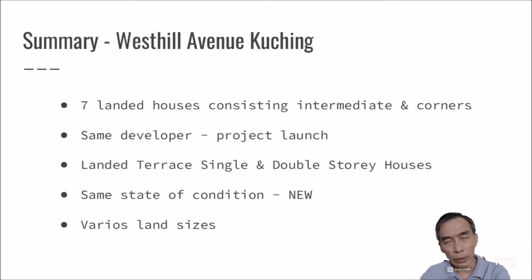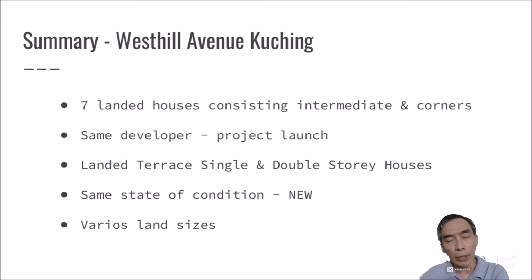Summary of West Hill Avenue, Kuching: 7 landed houses which I put as listings, consisting of intermediate terrace and corner houses, from the same developer. Of course, it is a project launch, so all pricing is based on developer pricing. Landed terrace single story and double story. Of course, the double story will cost more and the single story would cost less.